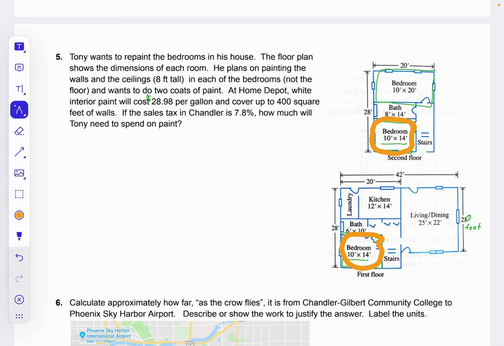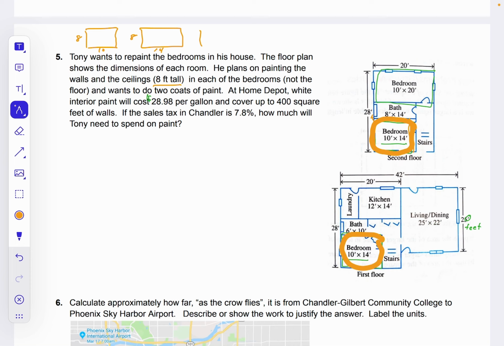Now, a bedroom has 4 walls, and we're told the ceilings are 8 feet tall. So one wall in this bedroom would be 8 feet tall and 10 feet long. And that would be one wall. And then the next wall in that same room would be 8 feet tall and 14 feet. And then I have a repeat of that 8 by 10 wall.